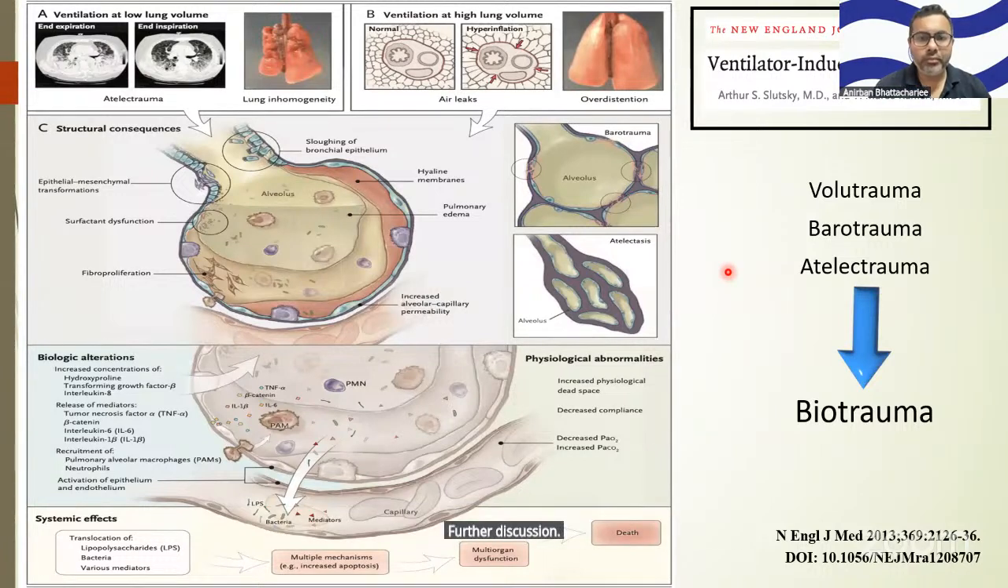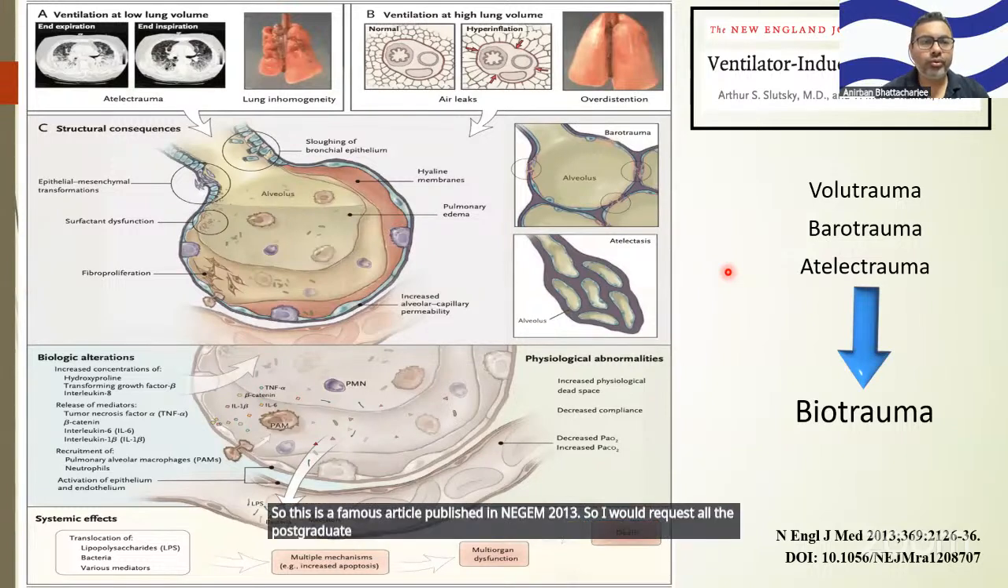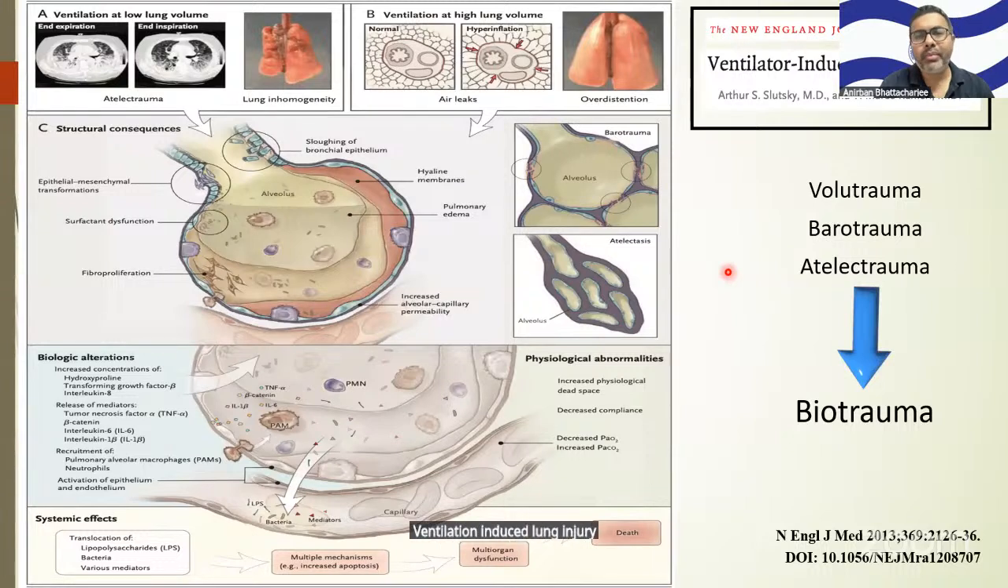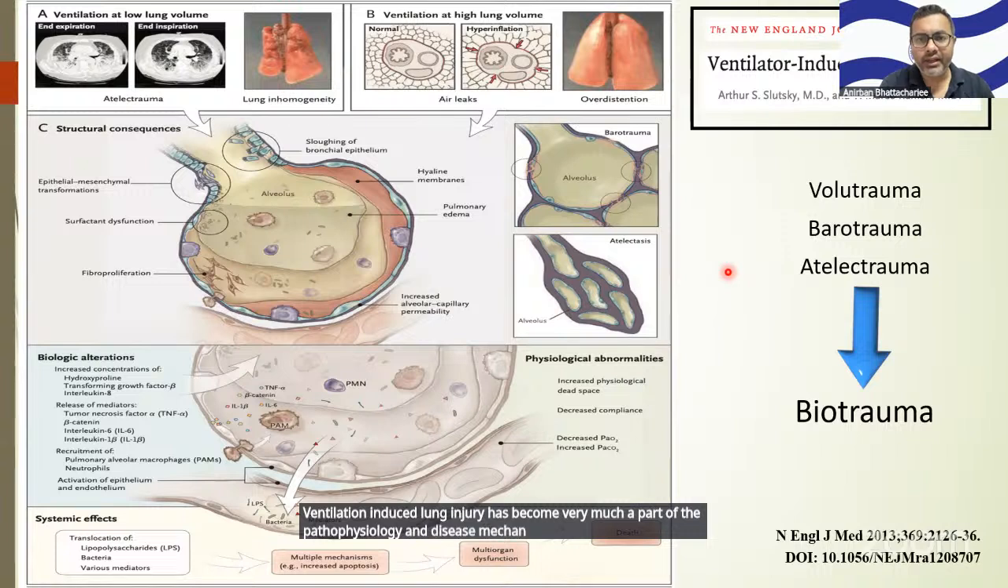So this is a famous article published in NEJM 2013. I would request all the postgraduate trainees to at least go through this article and the Berlin definition article. These are very important articles for ARDS. What we have seen is that ventilation-induced lung injury has become very much a part of the pathophysiology and disease mechanisms in ARDS, so that some part of ARDS morbidity and mortality is related to inappropriate ventilation.